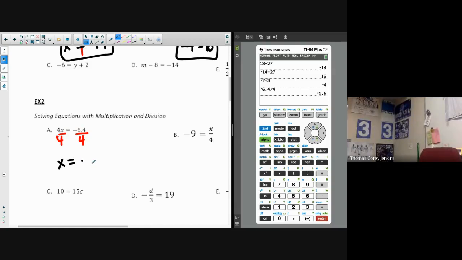Negative 1. And if I plug that in, it should work. 4 times negative 1.6 should be negative 1.4.